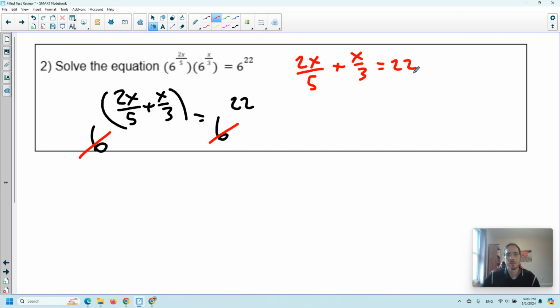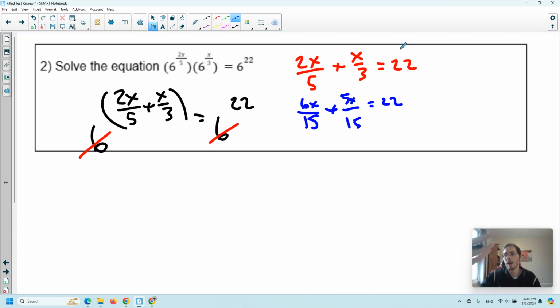Now from here, we just have to solve the equation, just like we did all the way back in Unit 1. We can see that these two denominators are not the same, so I have to get common denominators. I'm going to pick 15, because that's 5 times 3. So 5 times 3 would get me 15, so I need to do the top also times 3. So 2 times 3 would be 6x. To get from 3 to 15, I'd have to do 3 times 5 to get to 15. So 5 times x is 5x, and that's going to be equal to still 22.